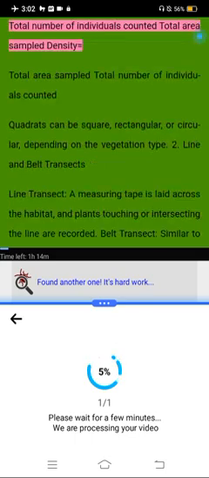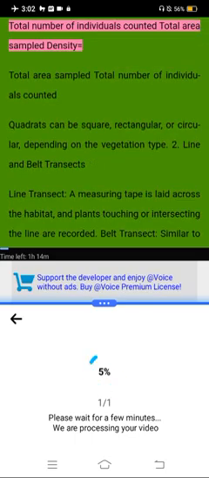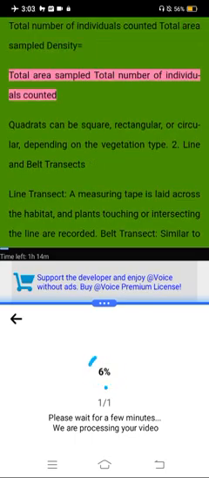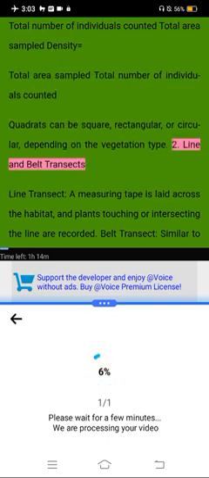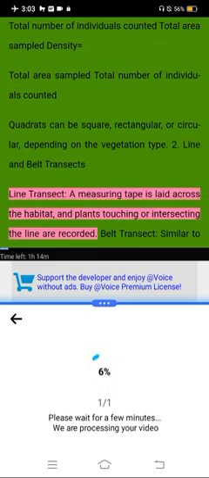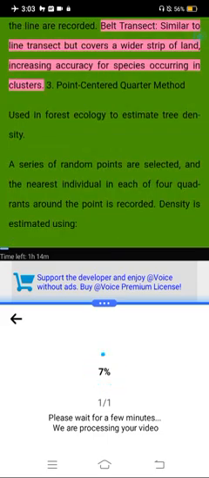Density calculation. Density equals total number of individuals counted divided by total area sampled. Quadrats can be square, rectangular, or circular, depending on the vegetation type. 2. Line and belt transects. Line transect. A measuring tape is laid across a habitat, and plants touching or intersecting the line are recorded. Belt transect. Similar to line transect but covers a wider strip of land, increasing accuracy for species occurring in clusters.